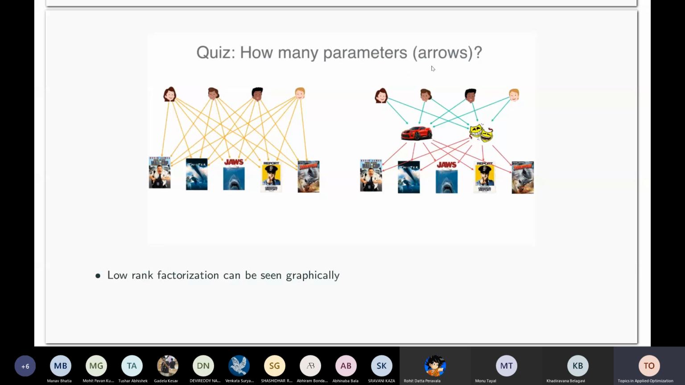We can also see this in terms of a graph. Rather than mapping a user directly to the movie, what we are trying to do with low rank factorization is map them to a selected set of features. In this case, it's like comedy and so on. Similarly, we have the user feature relationship and the feature movie relationship. That's how we can compress this. This network has a lot of storage requirement, but this has much less.